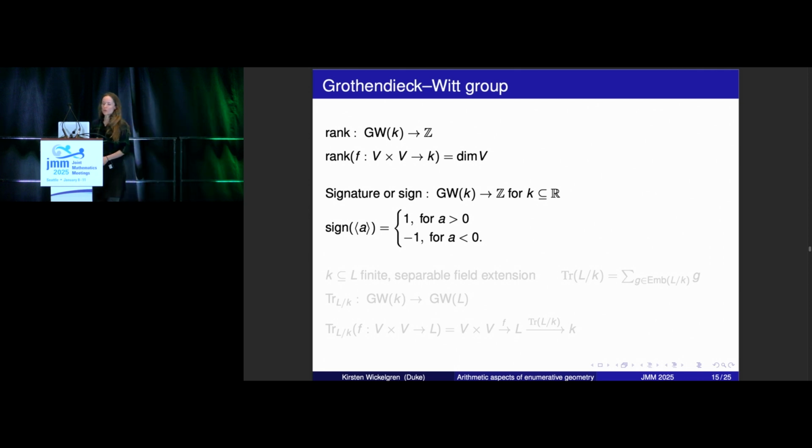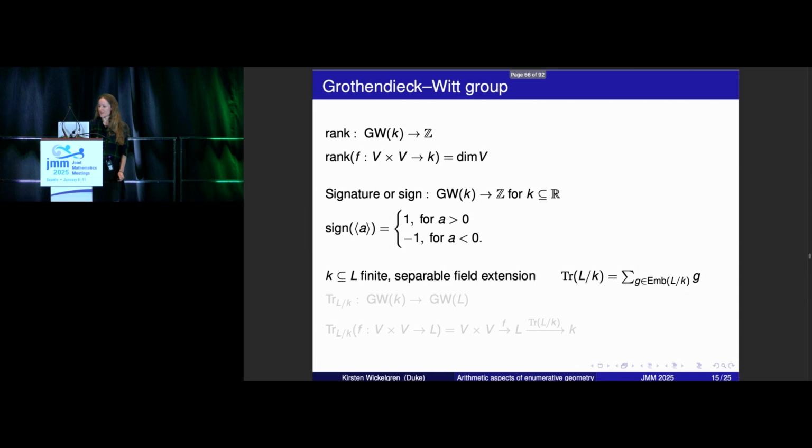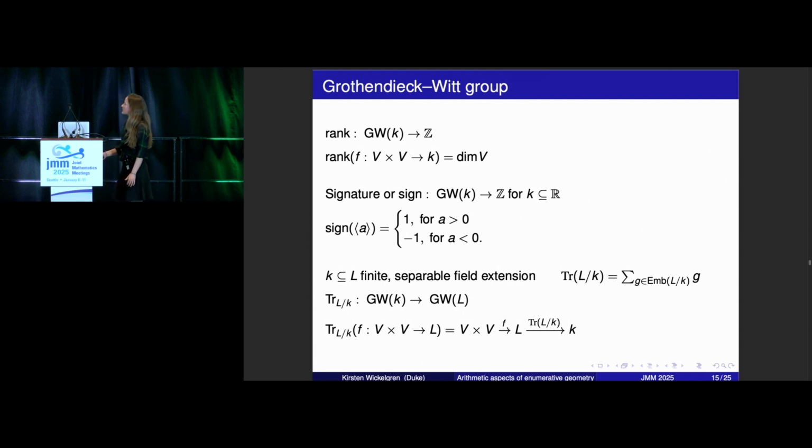We're going to need one more piece of notation to state some theorems. So if we've got a finite separable field extension, then the sum of all the embeddings from L into the algebraic closure is this trace from Galois theory. Sorry, this is reversed. The trace is going to be from a bilinear form over L. So the trace or transfer will take a bilinear form over L to a bilinear form now over K.